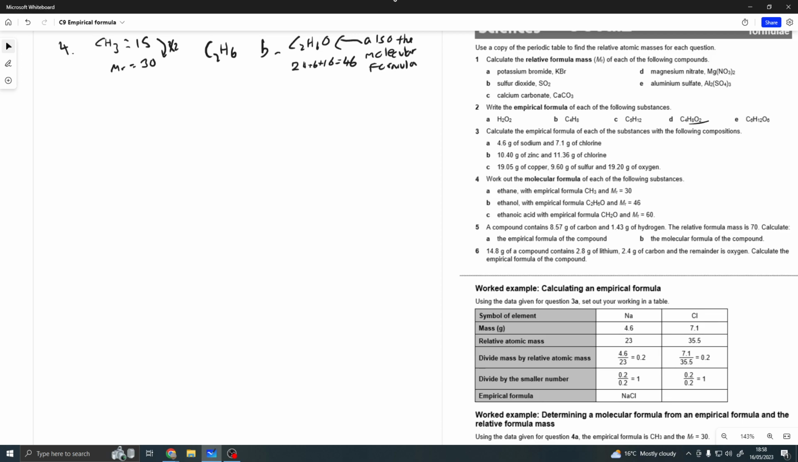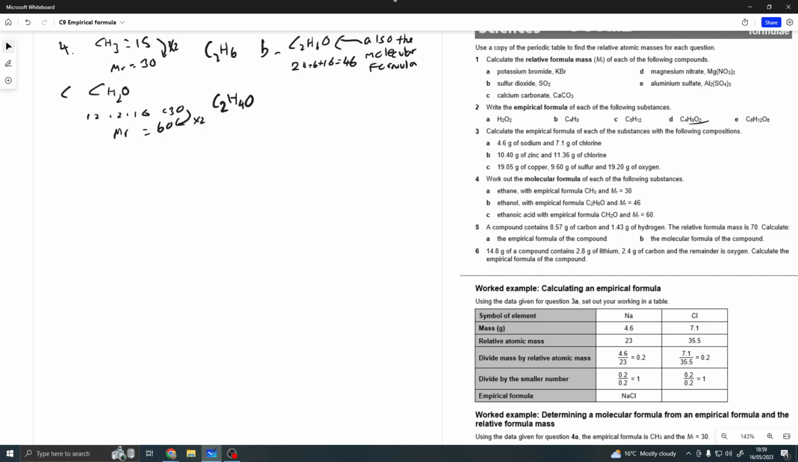Nice. Right, next, last but not least, we have C. Now C is ethanoic acid, the empirical formula CH2O. Now that is 12 plus 2 plus 16, which is 30. Now our MR here is 60. So again, that's times 2. So to work out our molecular formula, it's just 2 times everything, C2H4O. Fantastic. So that's 4 nailed.